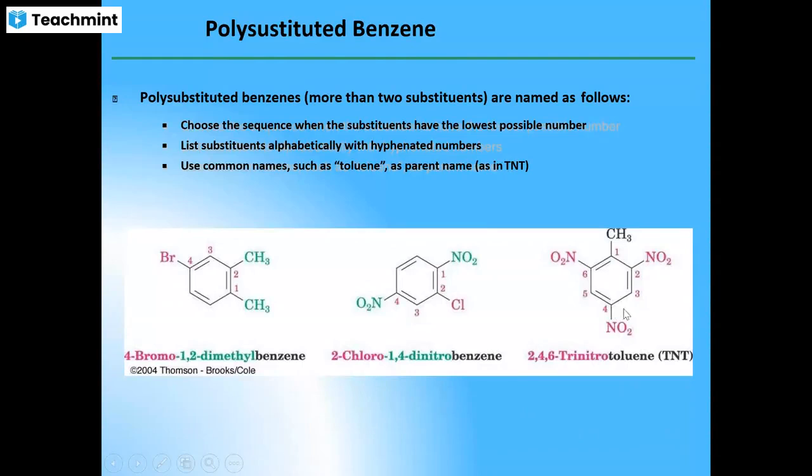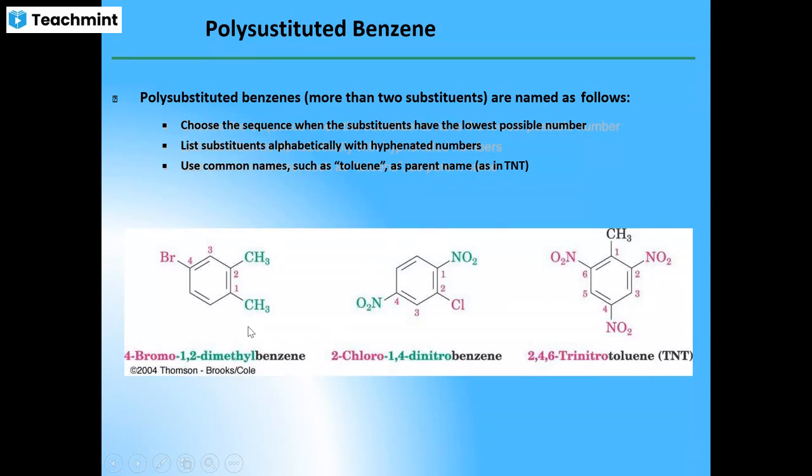Again we have to write the positions of the three nitro groups: 2 comma 4 comma 6 dash. How many nitro groups are there? Three nitro groups, so we use the prefix tri. So trinitro, and the common name for this compound is toluene. So the name of this compound is 2,4,6-trinitrotoluene. Its short form is TNT. So here we have seen polysubstituted benzene.